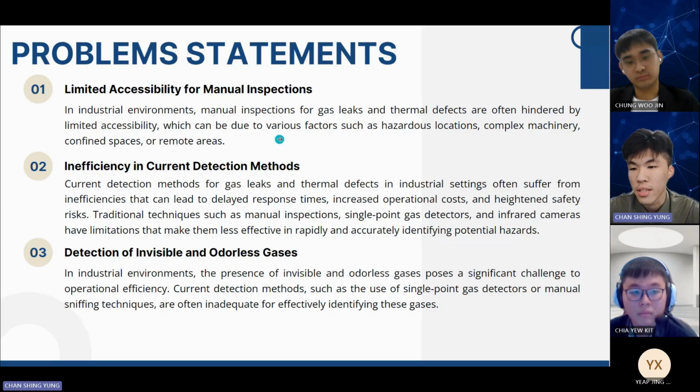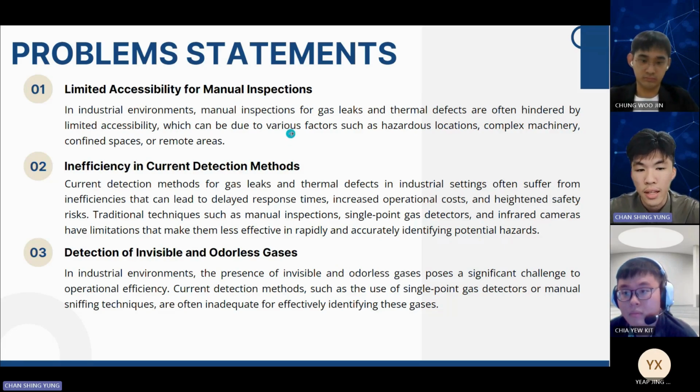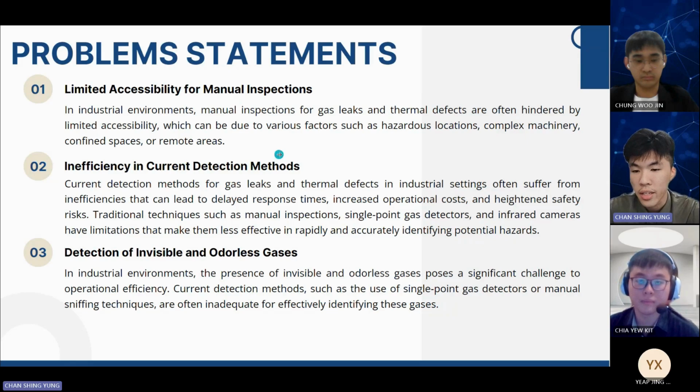Second is the inefficiency in the current detection method for gas leak and thermal defects. In the industrial setting, it often suffers from inefficiency and leads to delay in response time, increased operation costs, and heightened safety risks. The traditional techniques such as manual inspection, single point gas detector, and infrared cameras have limitations that make them less useful in rapidly and accurately identifying the hazards.